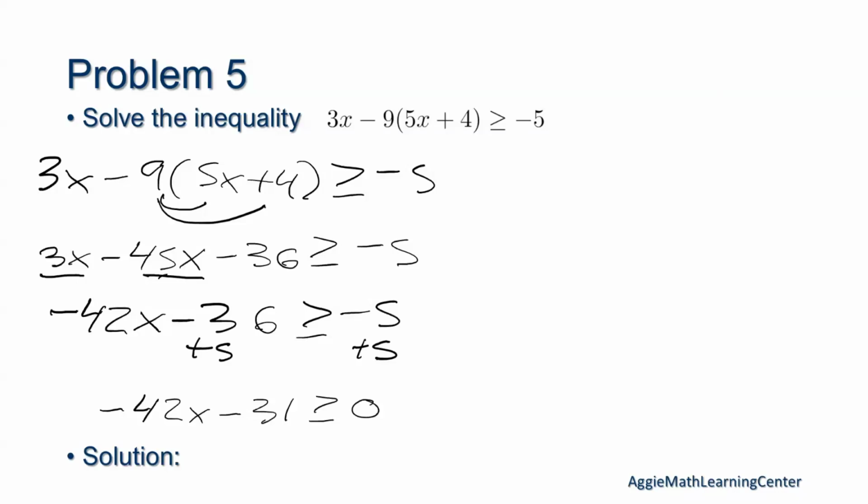So now our goal is to get this x by itself. So there's kind of two things attached. We have this -31 and this -42, right? So how can we get rid of this -31?